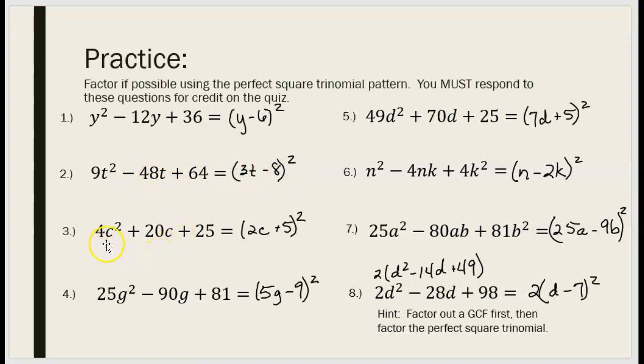Okay, 2c is the square root, 5 is the square root. Multiply those two together, you get 10c. Double that, you get 20c. Okay, this is a positive, so that means I've got to have a plus sign in here.